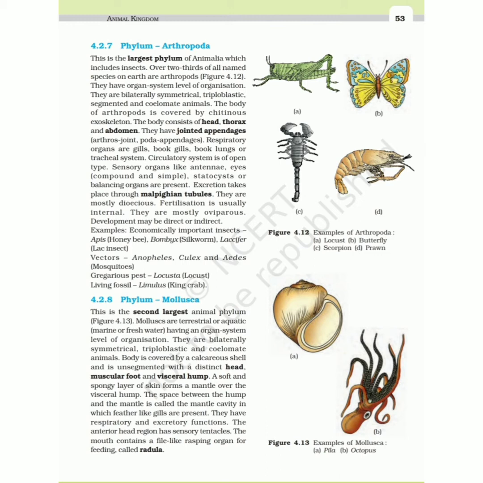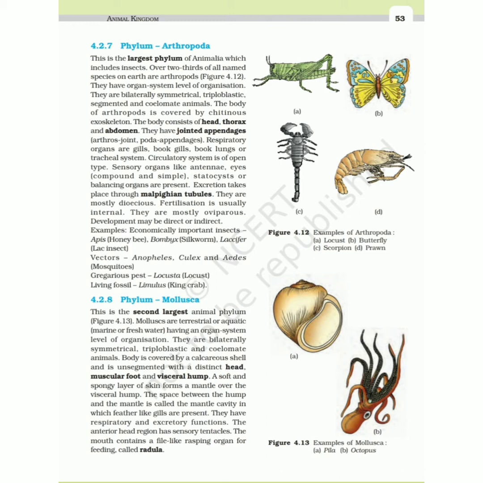4.2.8 Phylum Mollusca. This is the second largest animal phylum, figure 4.13. Mollusks are terrestrial or aquatic, marine or freshwater, having an organ system level of organization. They are bilaterally symmetrical, triploblastic and coelomate animals. Body is covered by a calcareous shell and is unsegmented with a distinct head, muscular foot and visceral hump.